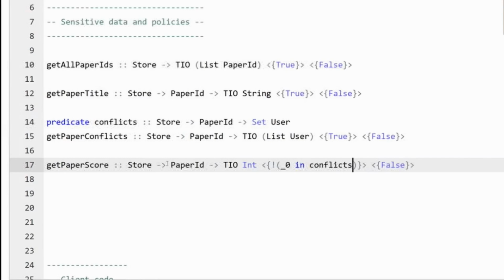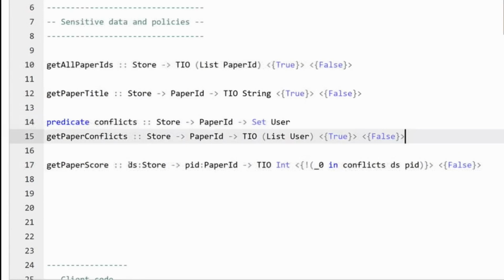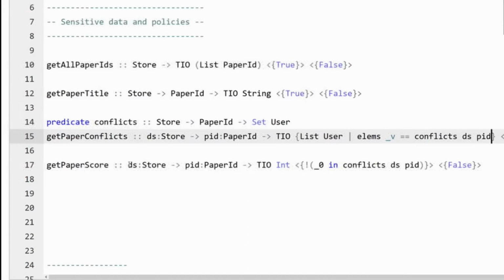To connect my logic-level function to the data I retrieve from the store, I will refine the result type of getPaperConflicts, stating that it retrieves exactly the same users as those denoted by conflicts.